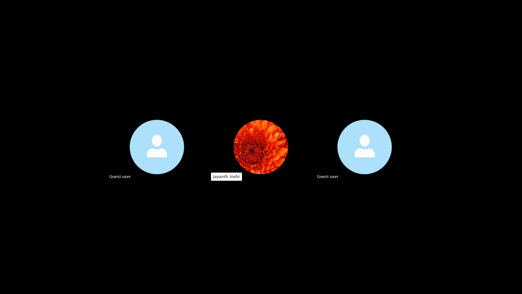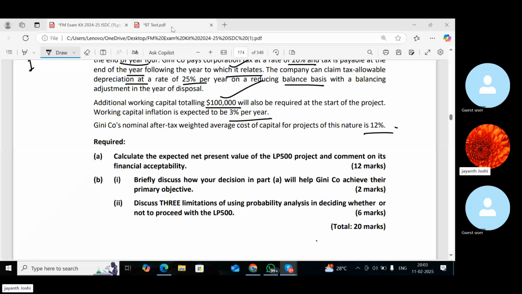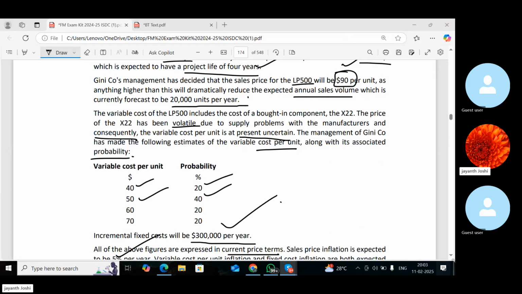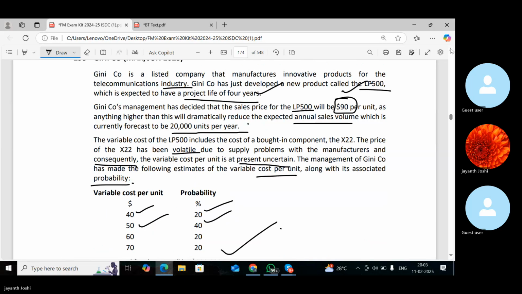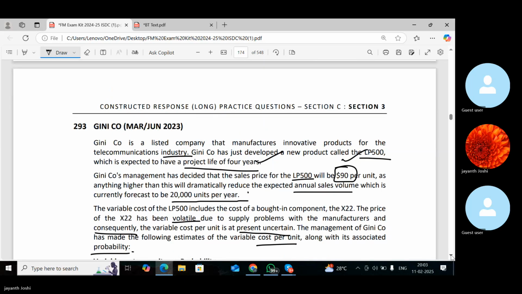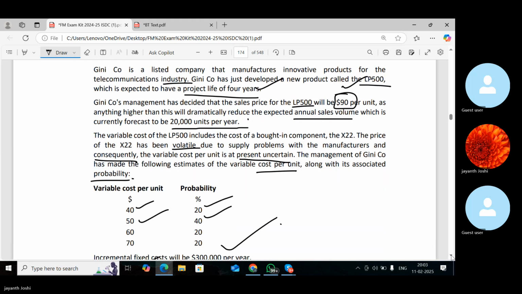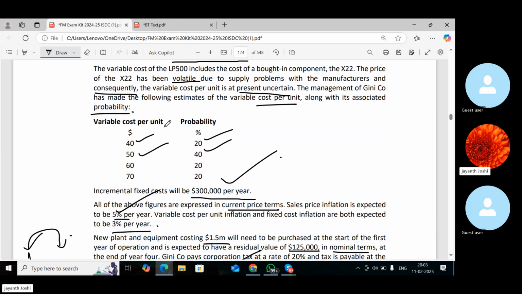Okay, so we are discussing the variable cost. Variable cost is given along with the probability. What is the variable cost given? What we need to do about the variable cost is find the expected variable cost per unit. Because we have been given variable costs and probabilities, we'll find the average of this.